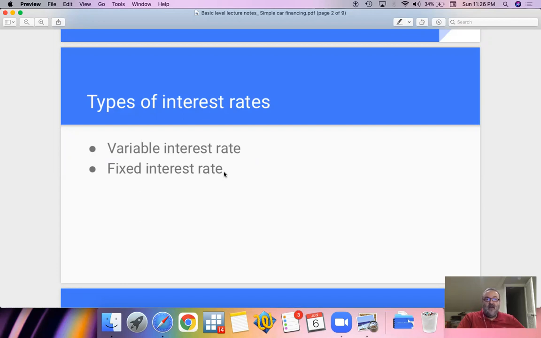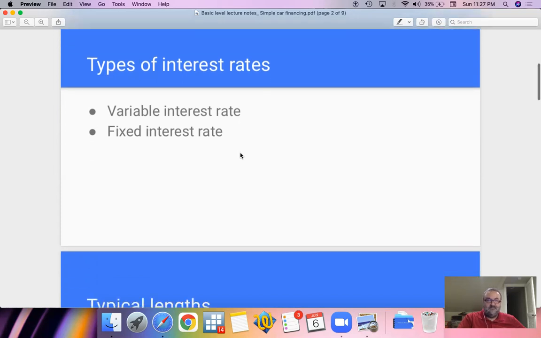But generally, with a fixed interest rate, you at least know what your cost is going to be, what your monthly payments are going to be, and there are no surprises. What you see is what you get. With a variable interest rate, you really don't know how the interest rate is going to change. It may change in favor of you or against you, and there may be some bad surprises.